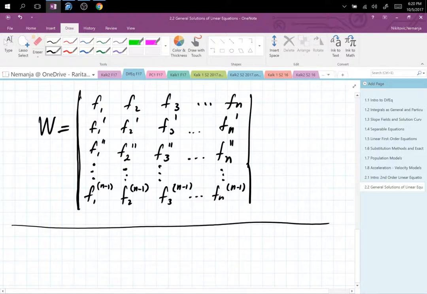There is a simple homework problem to check the Wronskian with solutions. Are they independent?